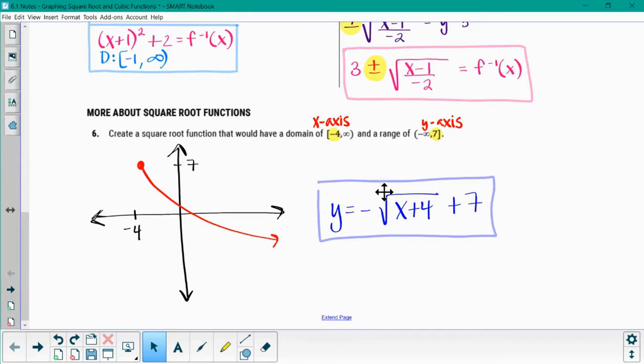Now you could be a little fancy and apply a vertical stretch or vertical compression, and that would still be a correct answer.